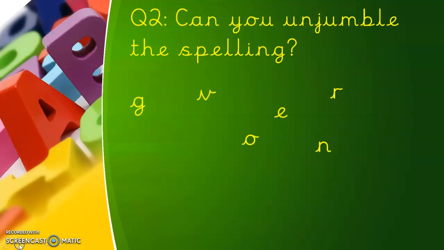Question 2. Here we go. Can you unjumble this one? Which of our words is it? Bit of a hint, it starts with G. Which of our words started with G? Write it down. G-U, written like an O. R. V. Govern. Govern is our word. Well done if you got that one right. We vote to see who will govern the land.